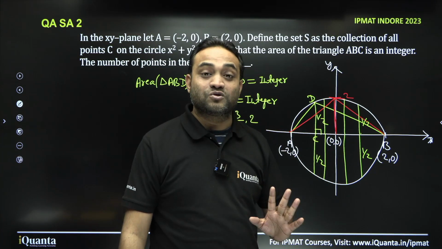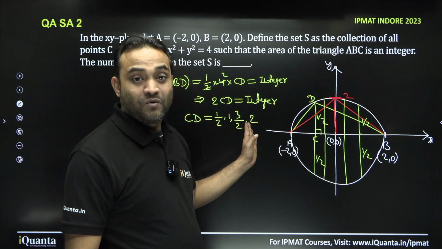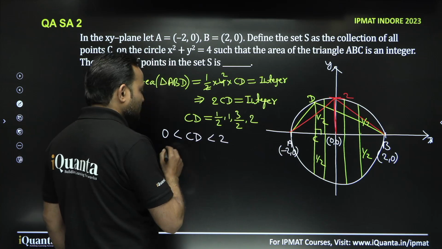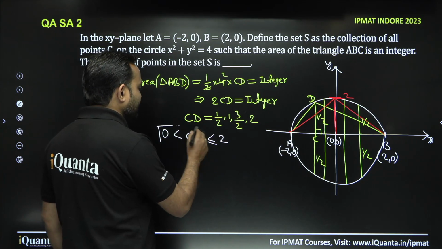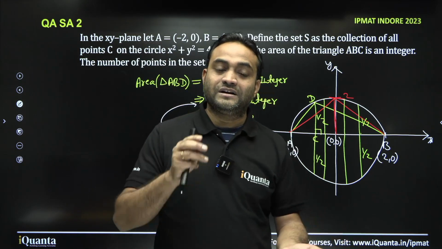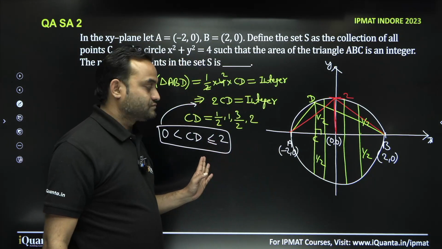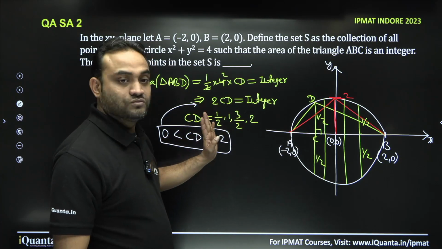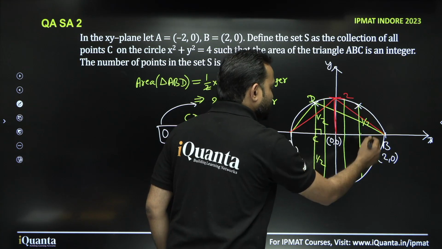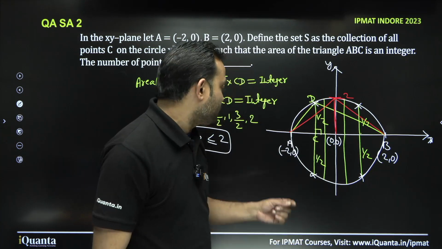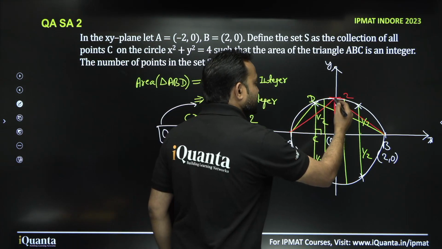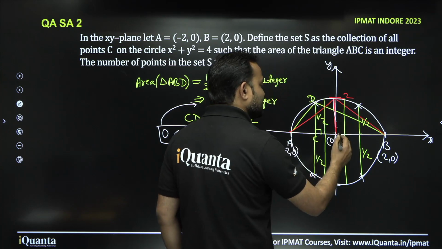बस ये समझने की कोशिश करो कि CD will be greater than 0 and less than or equal to 2, and 2CD should be an integer. So what could be the value of CD between 0 to 2, 2 including? So 1 by 2, 1, 3 by 2 and 2. For 1 by 2 there will be 4 different points: 1, 2, 3, 4. For 1 there will be 4 different points. For 3 by 2 there will be 4 different points. For 2 there will be only 2 points. If CD is 2, ये यहाँ पे या यहाँ पे, ये लेंथ या ये लेंथ आएगी बस.